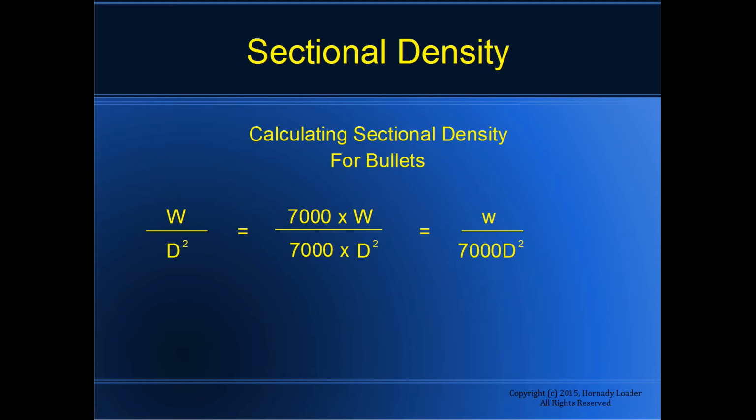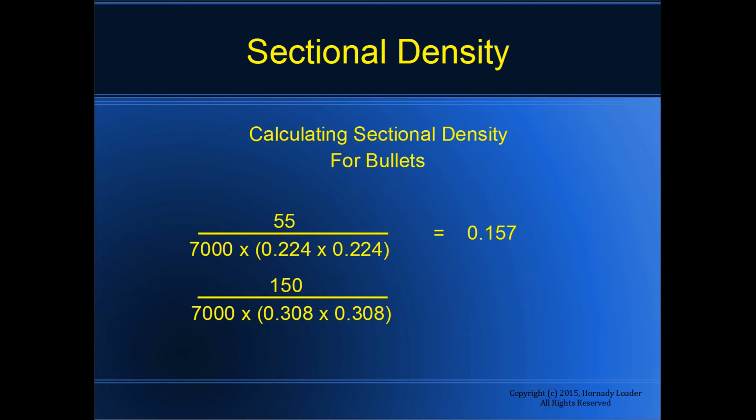Here I have a lowercase w that represents the weight in grains instead of pounds. And on the bottom then, the formula becomes 7,000 times the diameter in inches squared. Now, let's apply that to a couple of popular bullet sizes.